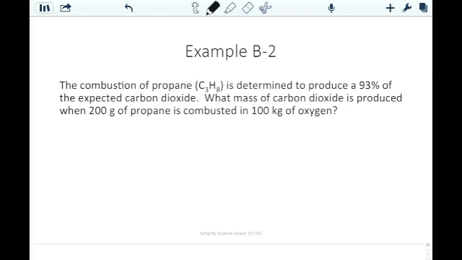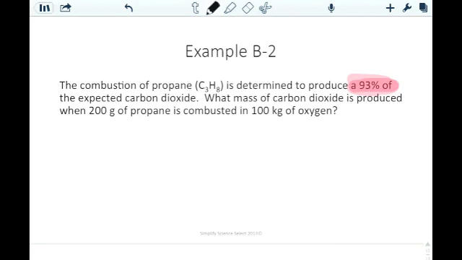All right, another example. It says the combustion of propane is determined to produce 93% of the expected carbon dioxide. What mass of carbon dioxide is produced when 200 grams is combusted in 100 kilograms of oxygen? When we're looking at this, it told us what the percent yield is. Remember that we can always calculate the theoretical yield. So what the problem is asking for is the actual yield. If I know that this reaction is 93%, that's normally what happens. Then how much is actually going to come out of this?